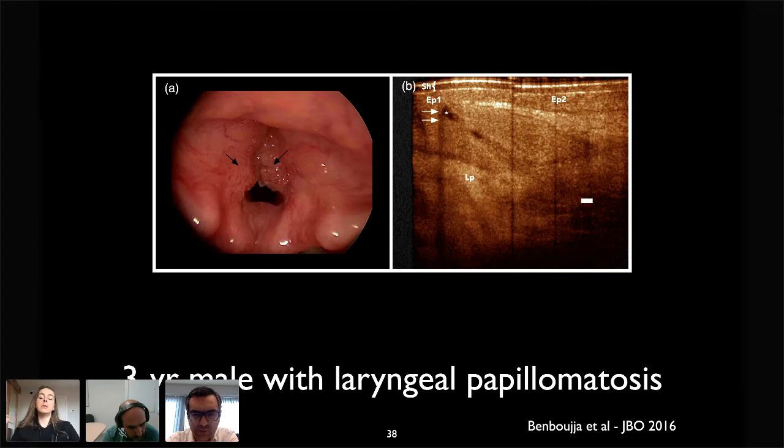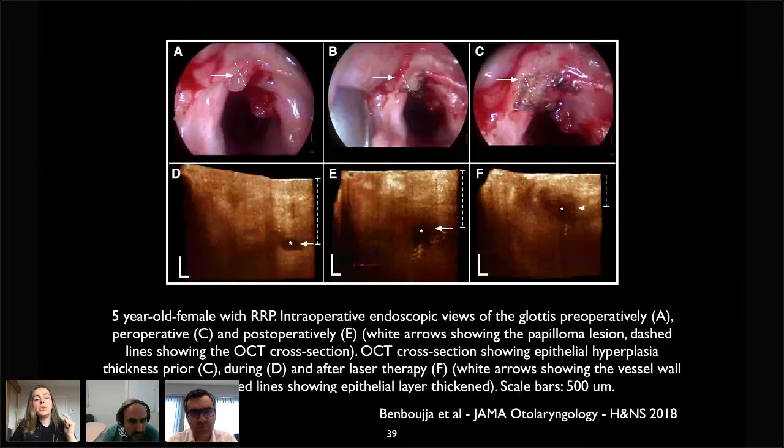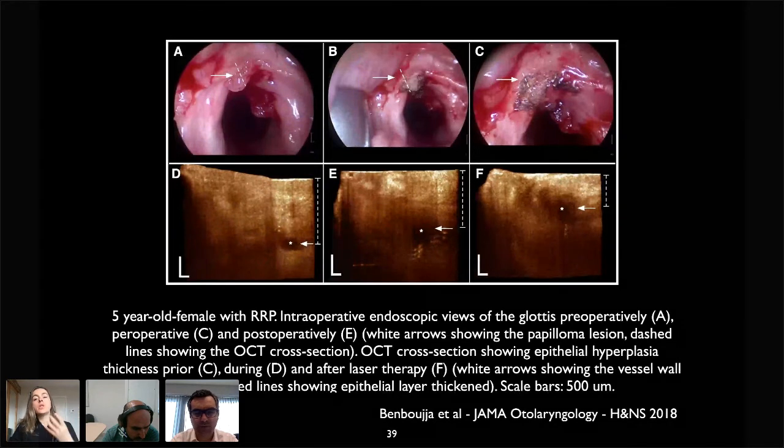So what my student Fouzi is doing with Dr. Hartnick is trying to look at OCT. Of course, you don't need OCT to diagnose the papillomatosis. I think everyone notices that there's something wrong here. So that's good. But at least, how deep is it? And can we use OCT during the treatment to assess the depth of the treatment and to stop the treatment once we reach critical areas?